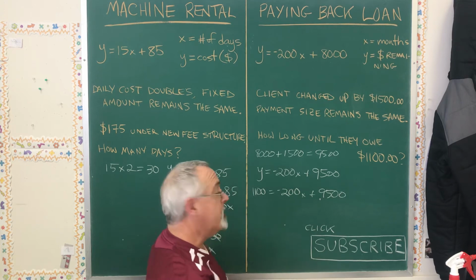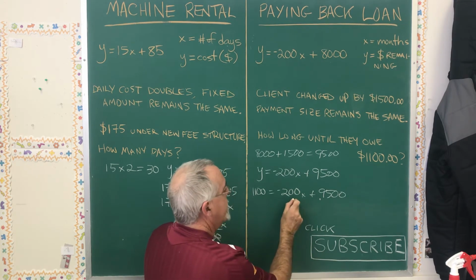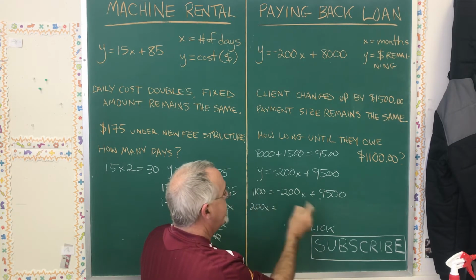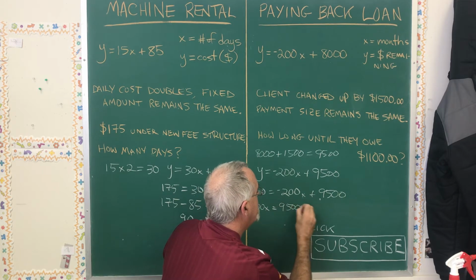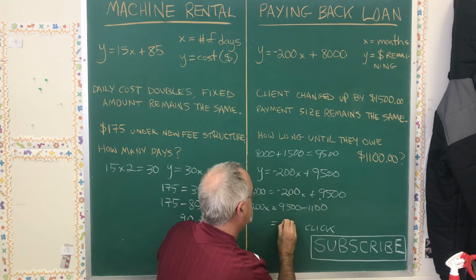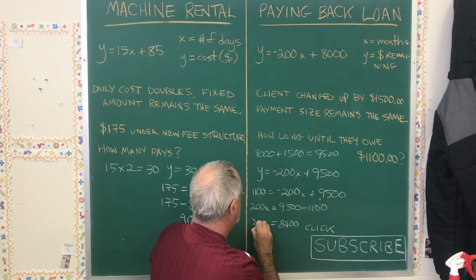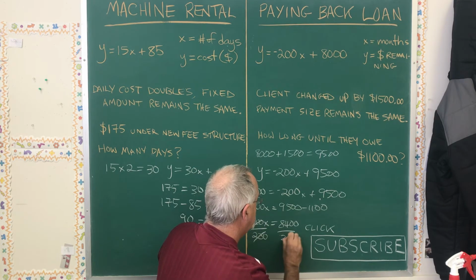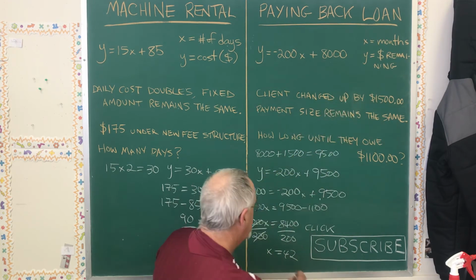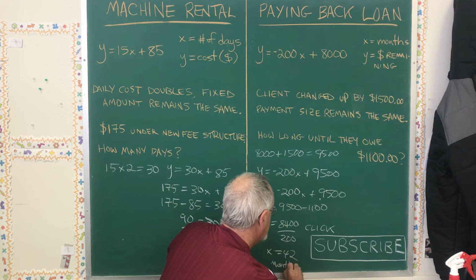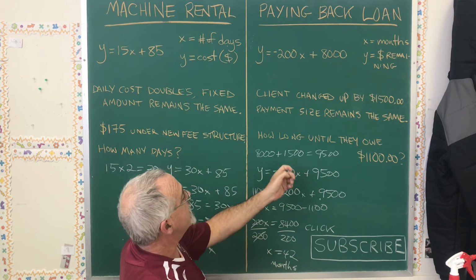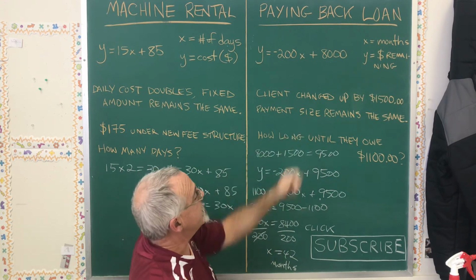Now I'm rapidly running out of room, but I'm going to move the negative 200x to the other side. So we have 200x equals, and I'm moving the 1,100 to the other side, 9,500 minus 1,100, which gives 8,400. We divide both sides by 200 in order to isolate our variable, and x is equal to 42. The unit of measure is months. It will take 42 months before you only owe $1,100 using the new equation after the change.